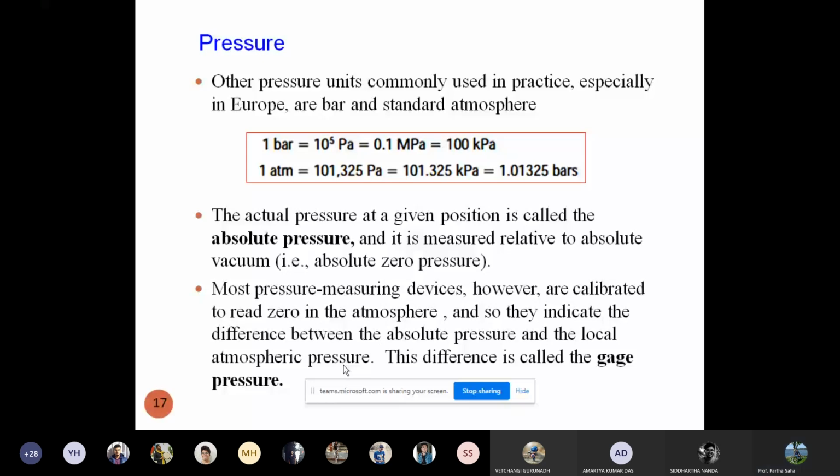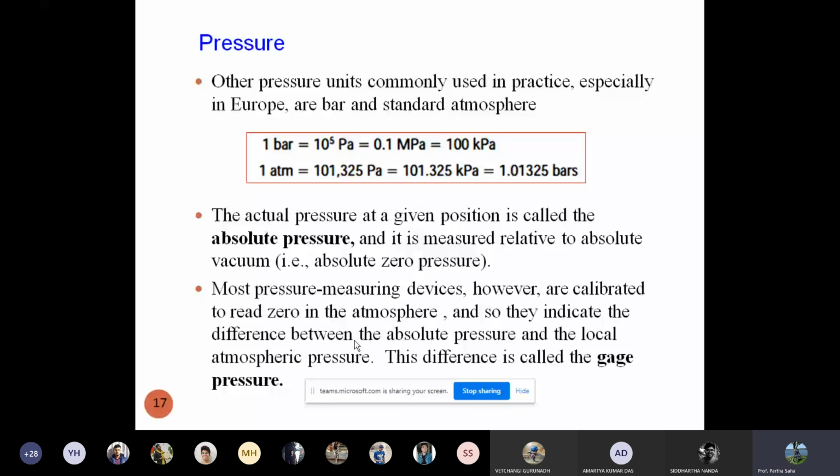Absolute pressure is actually the pressure at a certain position. So that can be positive, that can be negative also. Most pressure measuring devices, that is pressure gauges, are calibrated to read zero in the atmosphere. So if you take it in the atmosphere, it will be zero, and they indicate the difference between the absolute pressure and the local pressure. If absolute pressure is above the local atmospheric pressure, it will be a positive pressure, which is also called gauge pressure because you measure it with the pressure gauge. And if the absolute pressure is below the atmospheric pressure, that is going to be vacuum pressure, because that will be a negative pressure.